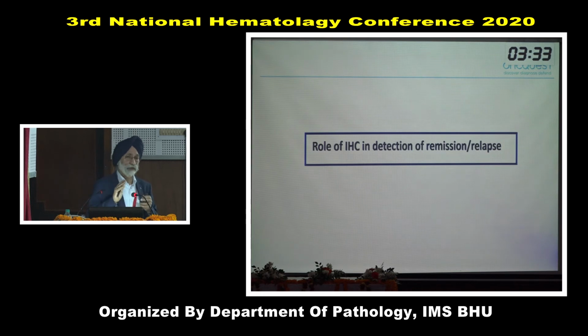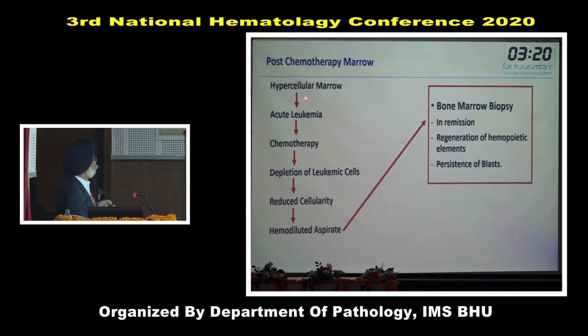What I told you was about the diagnosis. That is the role of immunohistochemistry in diagnosis, especially in cases of pancytopenia and the cases where the aspirate has been inadequate. Now once you have acute leukemia, you give chemotherapy, there is depletion of the leukemic cells, cellularity gets reduced and you get a hemodiluted aspirate. The clinician wants to know whether the patient is in remission or not, though on morphology, because every center is not doing MRD immunophenotyping as of now. So what we have to do is bone marrow biopsy because the aspirate is diluted.